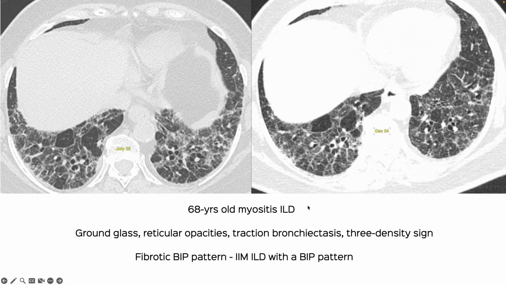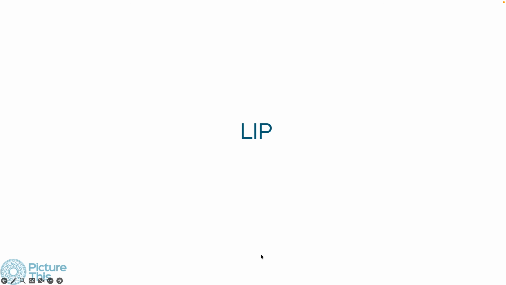And this is a patient with MCTD who has this classic fibrotic BIP pattern. You have the 3-density sign of normal lung, lucent lung, and ground glass. There is traction bronchiectasis as well. And sorry, this is a myositis ILD with a BIP pattern.